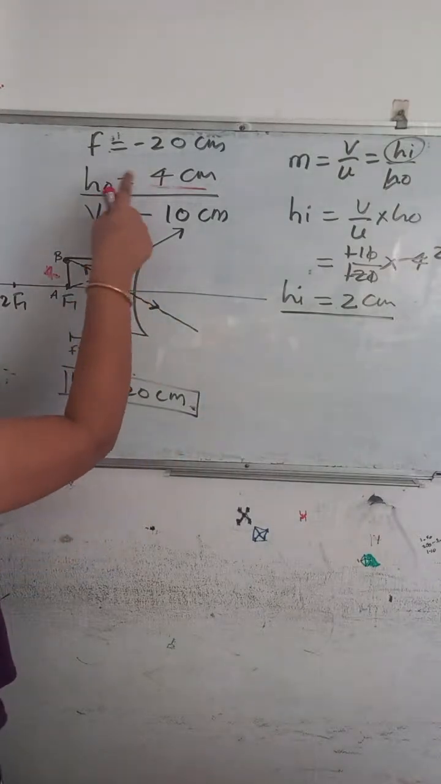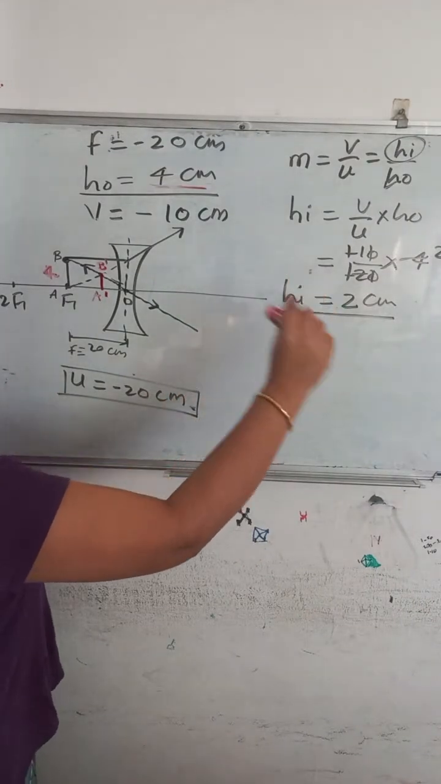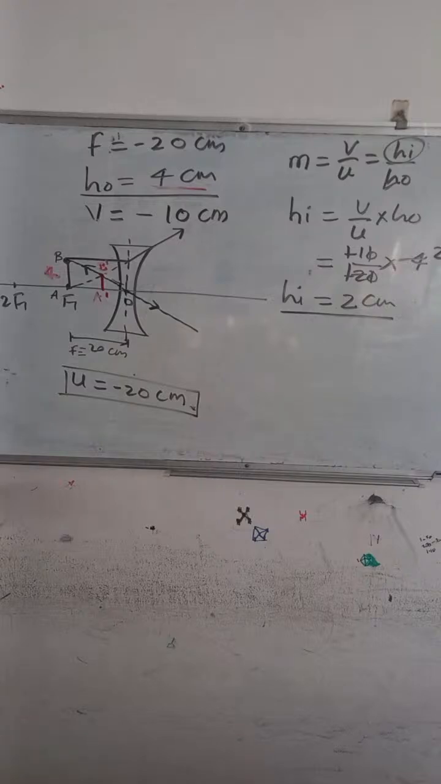As compared to the object height, the image height is reduced. So from this also we are getting reduced height, which is shown with red color. This is the answer, and we verified it with a ray diagram also. So these are the three answers for the three given bits. Are you getting it?